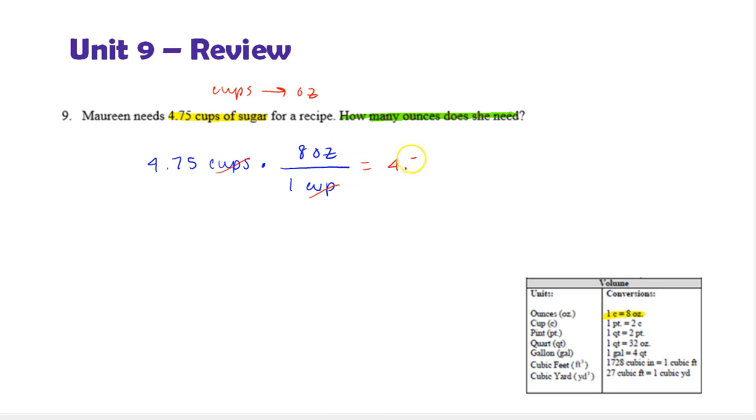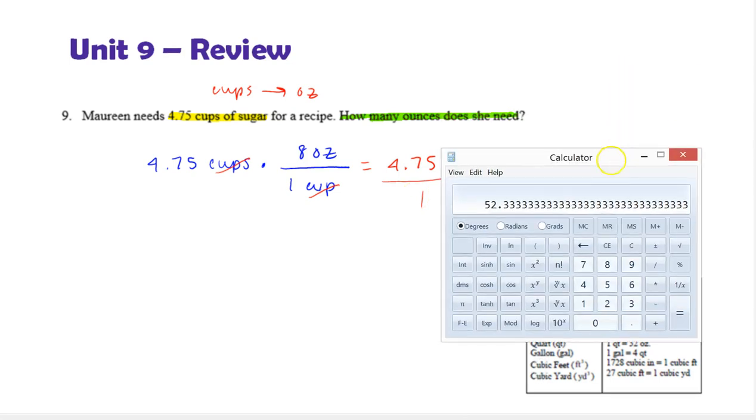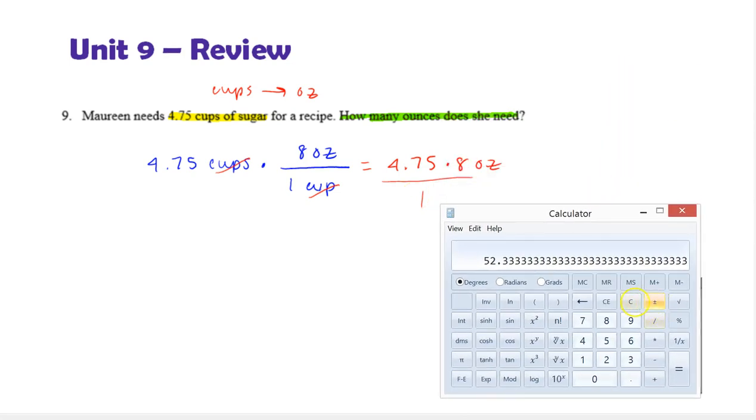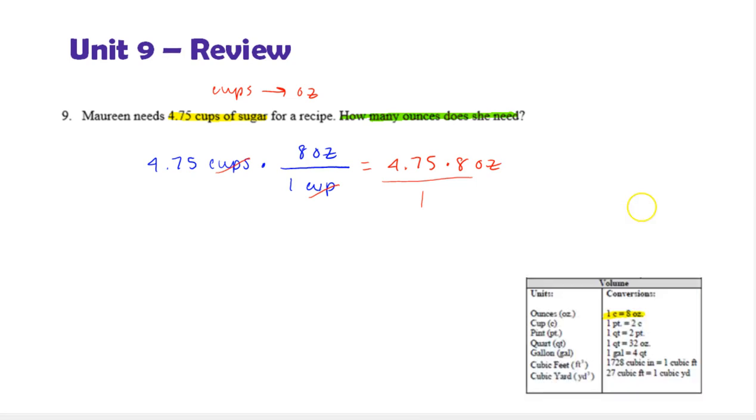So we have 4.75 times 8 ounces. The denominator is just 1. You can write that and divide, but we know we'll get back to the original amount. So we have 4.75 times 8 equals 38 ounces.